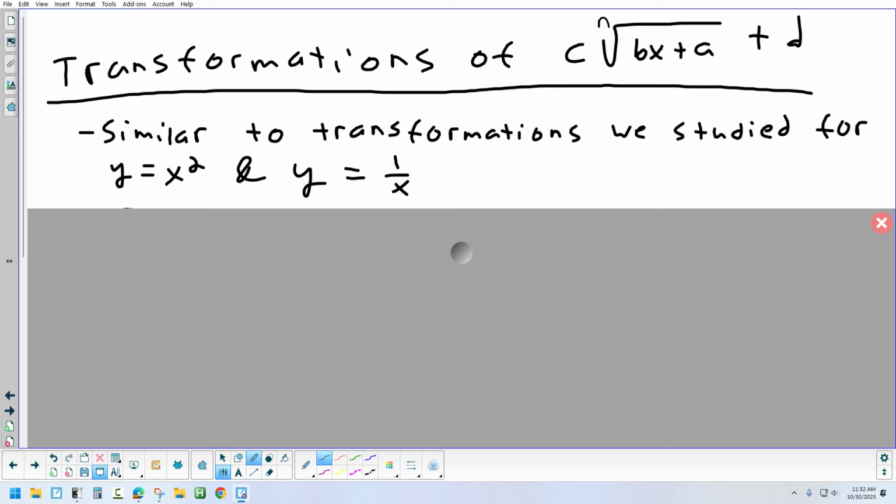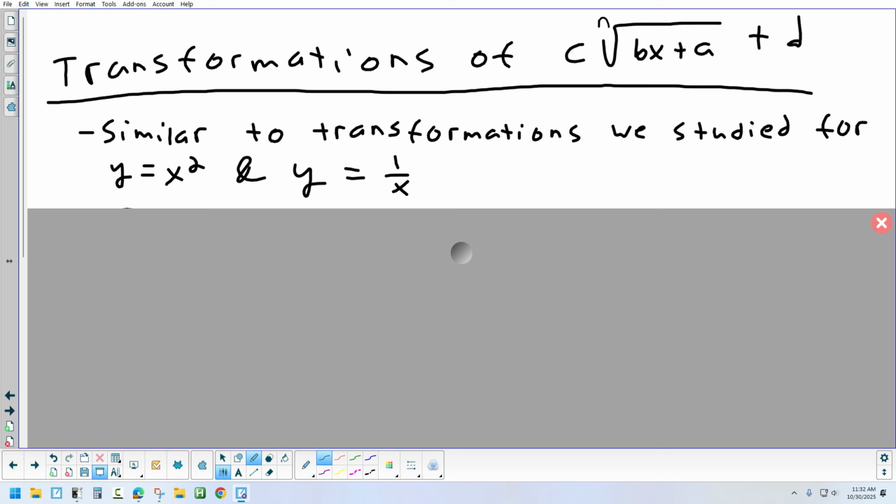It's adding inside the function. Positive would shift it to the left and negative to the right. Okay, how about B? Still inside the function, but now it's multiplying instead of adding or subtracting. Horizontal stretch, and B is backwards. The bigger you make B, the more compressed it gets.